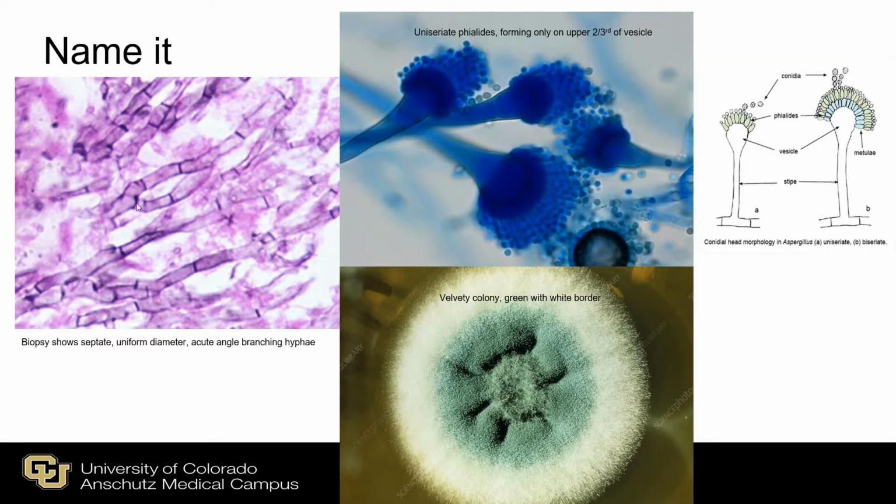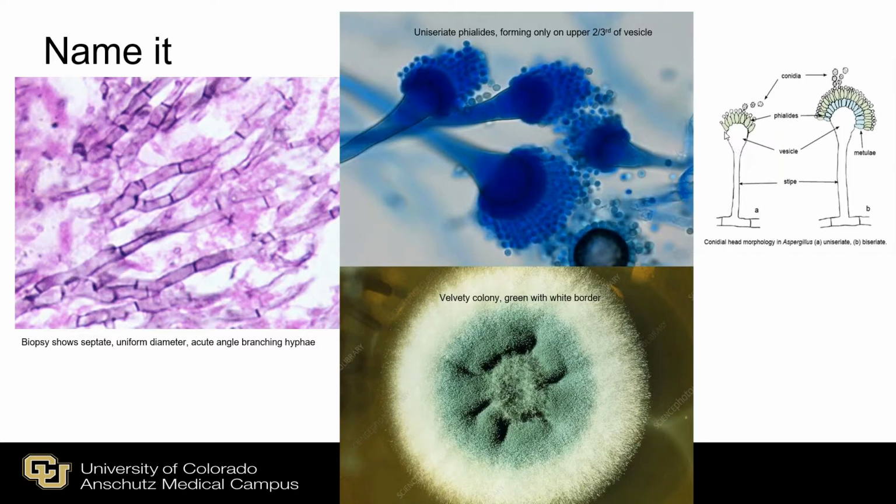So what you see here are septate hyphae that divide at acute angle or 45-degree branching. And again, you can see these nice septations. And they have a uniform diameter. It looks like a railroad track because the fungal walls are parallel to each other. And when you culture them, it's a fuzzy mold, and there is a nice bright green pigmented colony in the middle with a white rim. And on lactophenol cotton blue staining of this colony, you can see this nice structure.